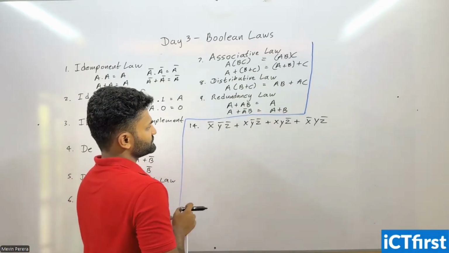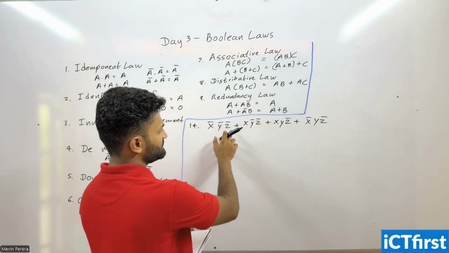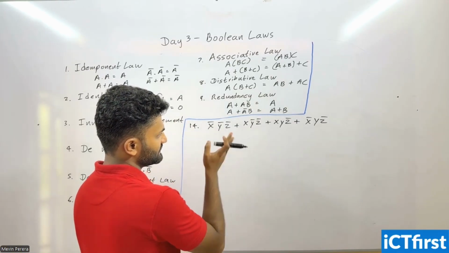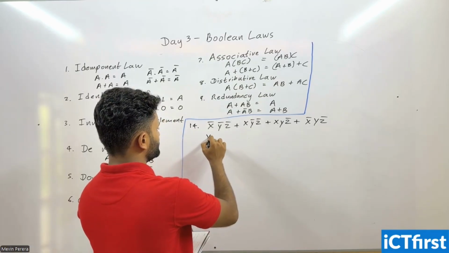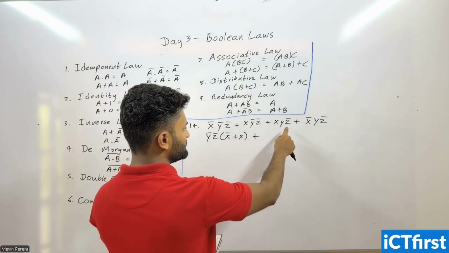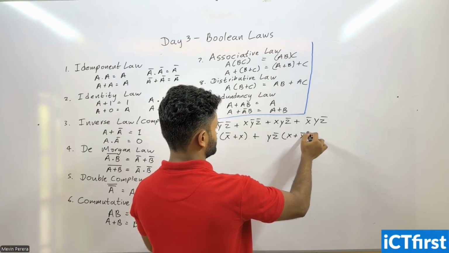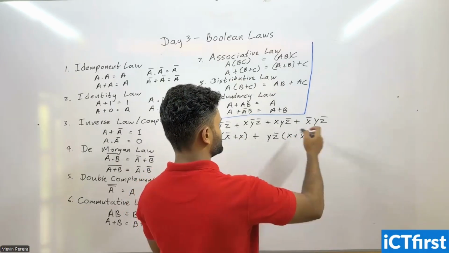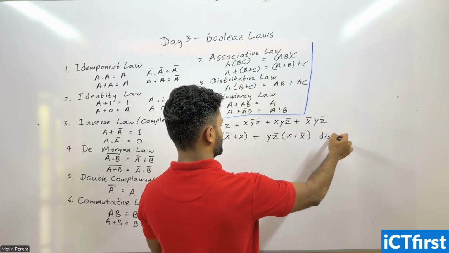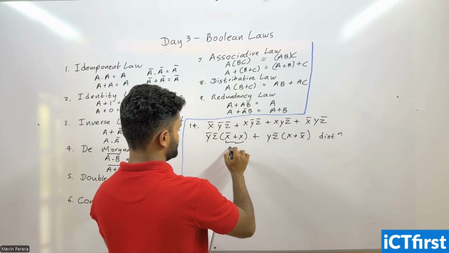Okay. So straight away, what am I seeing here? I can see this y bar is common here, right? And then there's another common one there. Anyhow, y bar z bar outside, then x bar plus x is inside. And here even y z bar is common. Alright. So this one is distributive law.